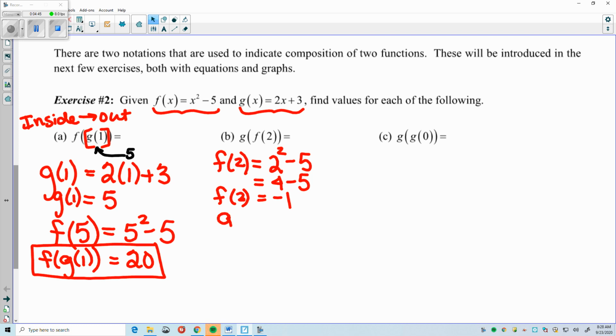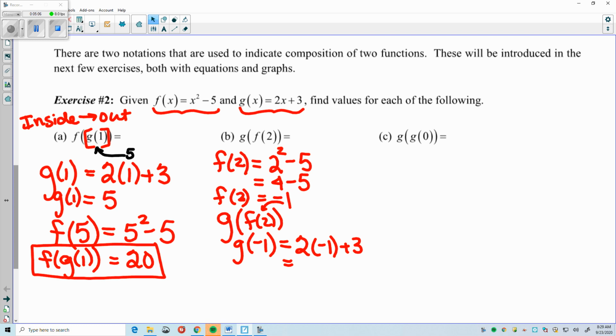Now I'm going to go to the g function. So keep in mind what the notation is saying, g of f of 2. Okay, well, we know f of 2 is negative 1. I'm going to plug that in. So it's saying evaluate the g function at negative 1. So anywhere I see an x, I make it a negative 1.